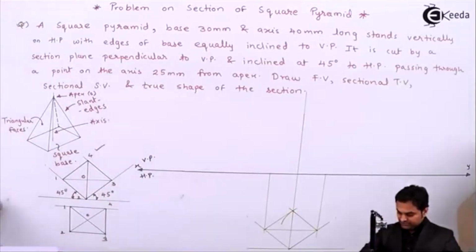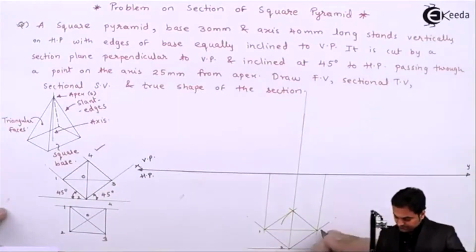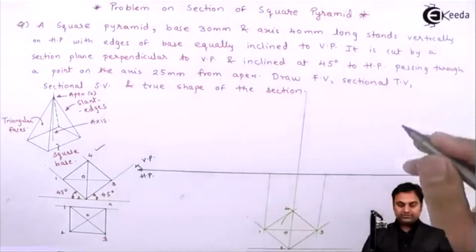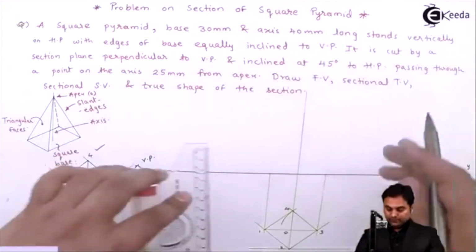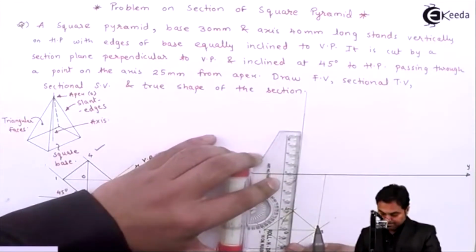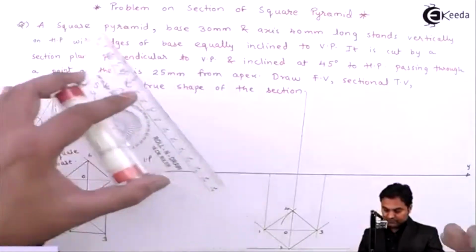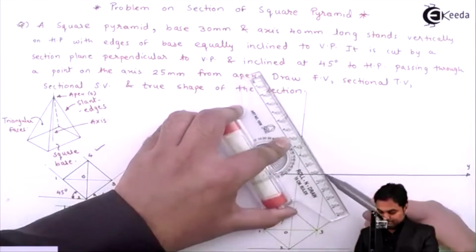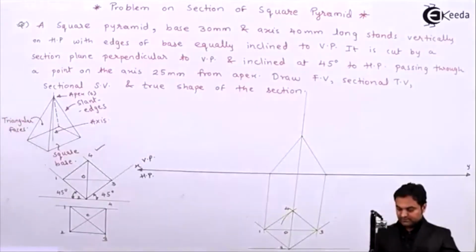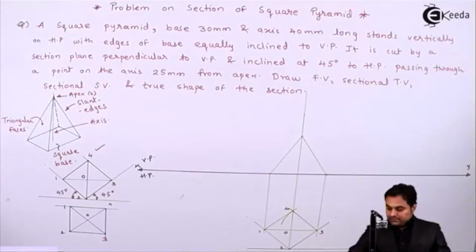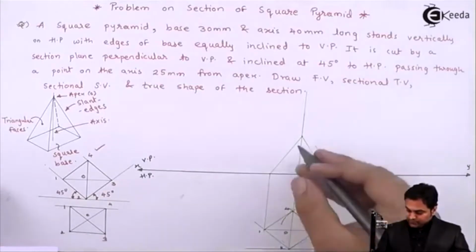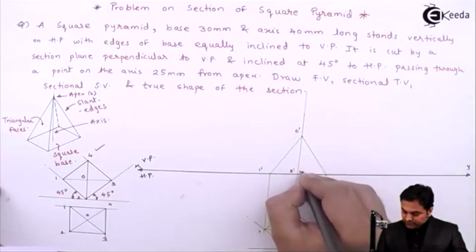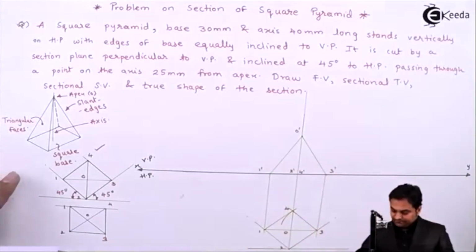Giving it the notations. Here we have the apex. Projecting it upwards to get the front view. Axis is 40 mm. Marking 40 over this. Drawing light lines. Again giving the notations. So here I have O dash, 1 dash, 2 dash, 4 dash and 3 dash.